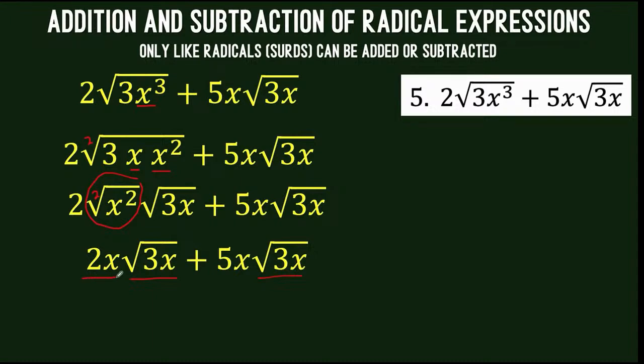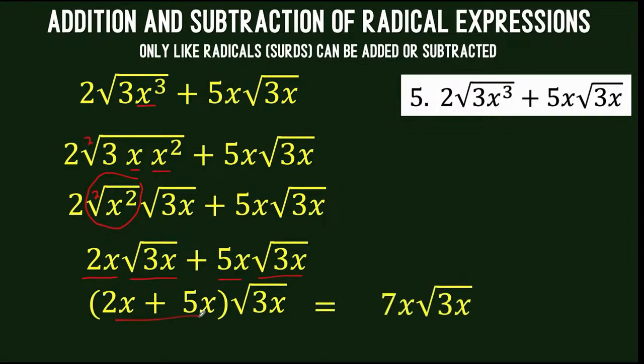All we have to do is add 2x plus 5x and append the common third, square root of 3x. And this is now our final answer. And 2x plus 5x is equal to 7x. So our final answer is 7x times the square root of 3x.